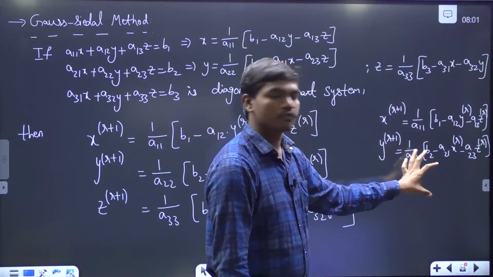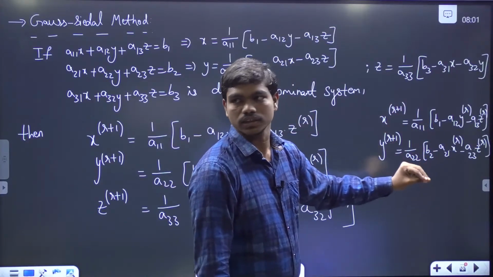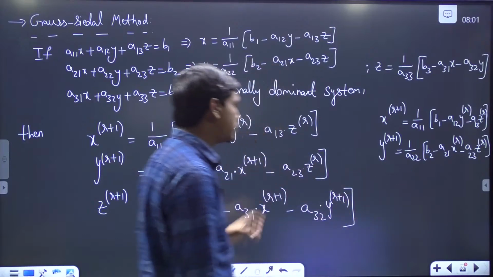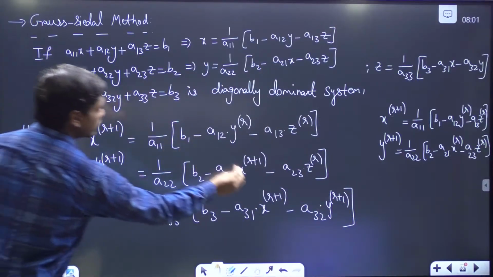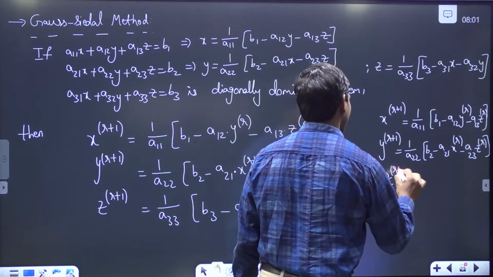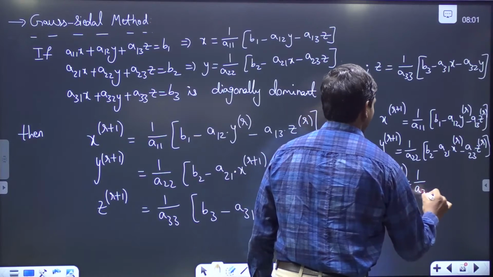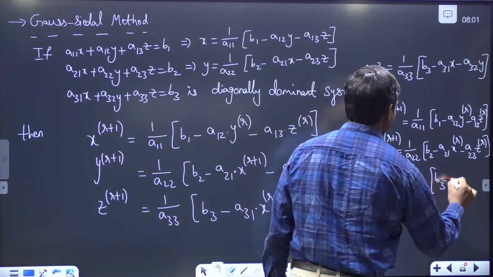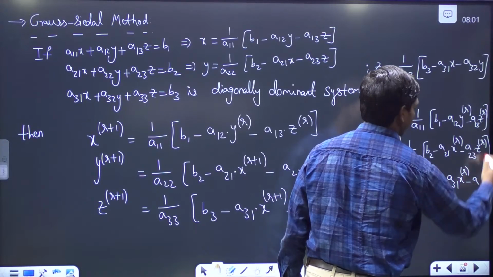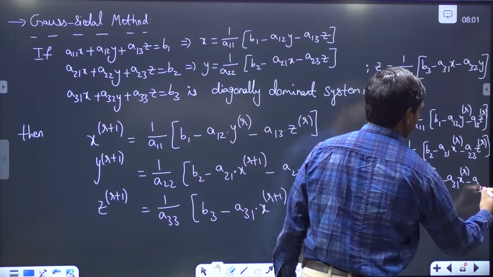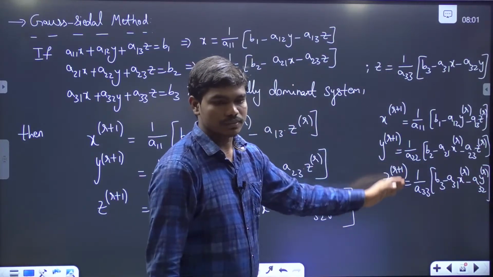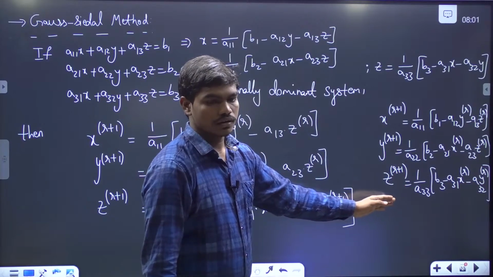After finding the whole set of unknowns, you go for the next iteration, where you use all these x(r+1), y(r+1), z(r+1). But in Gauss-Seidel, whatever value is obtained, you immediately use it in the next calculation. Whereas in the Gauss-Jordan method, z(r+1) is 1 by a33 into b3 minus a31 x(r) minus a32 y(r). This is how you calculate x(r+1), y(r+1), z(r+1).